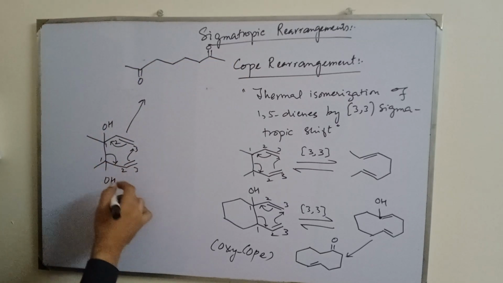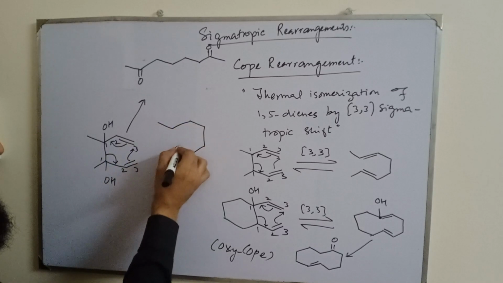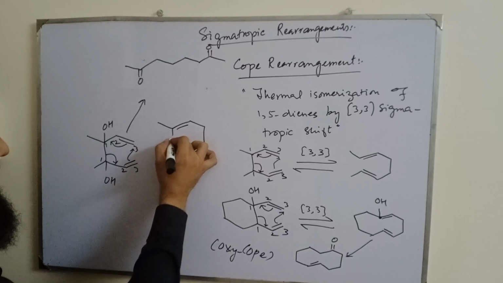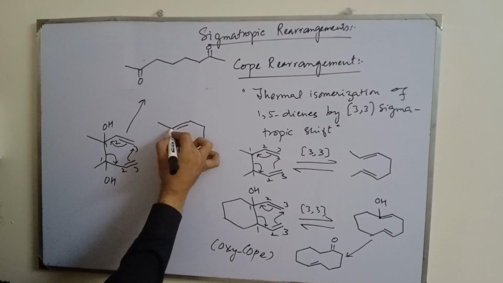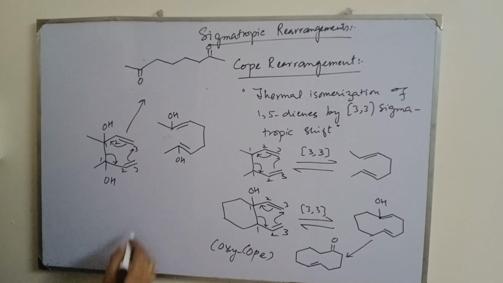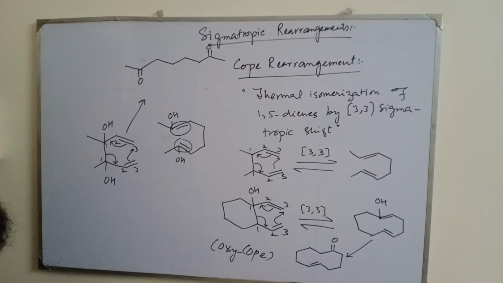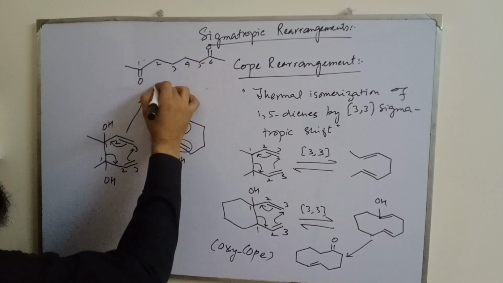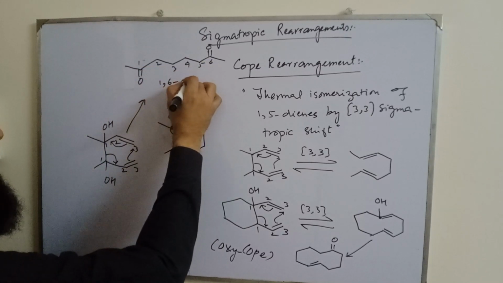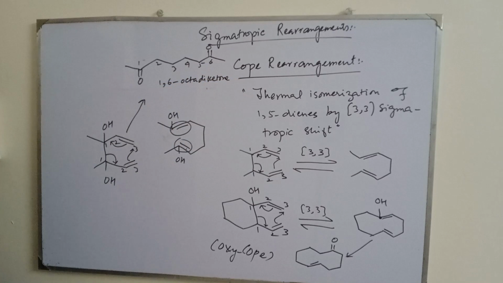And if we draw the intermediate structure for our convenience, it would be like this, or this one. So this is the enol form here, enol form here, so they can be converted into the corresponding carbonyl. So we get 1, 2, 3, 4, 5, 6, 1,6-octadiketone. So I hope this is clear to you.